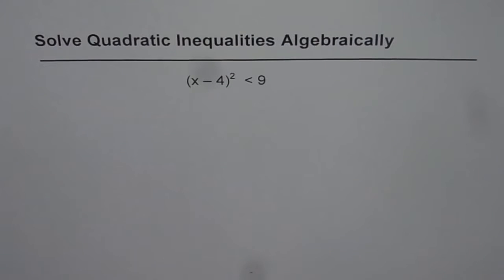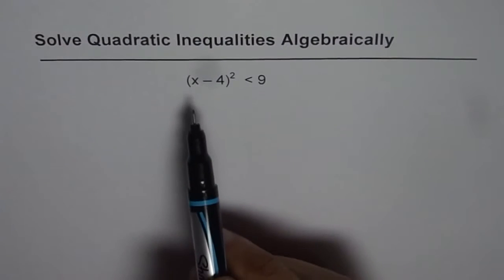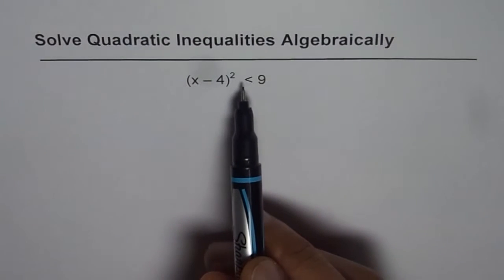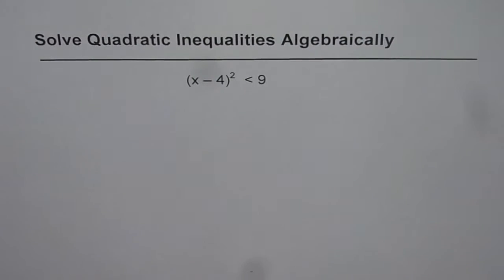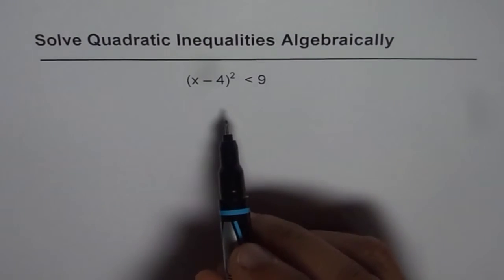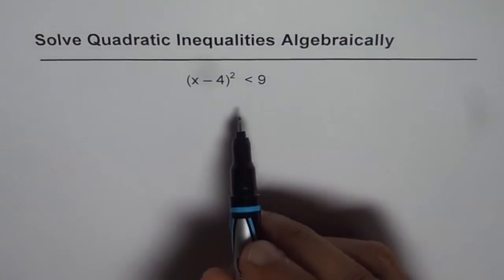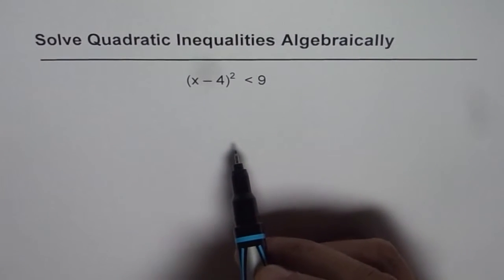Let us understand how to solve quadratic inequalities algebraically. Now the question here is (x minus 4) whole square less than 9. Before we get into the algebra part, let me explain the question and the strategy.